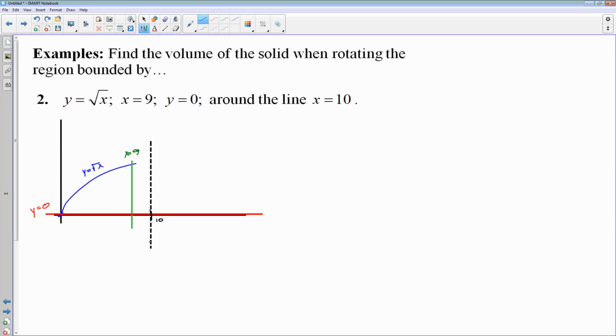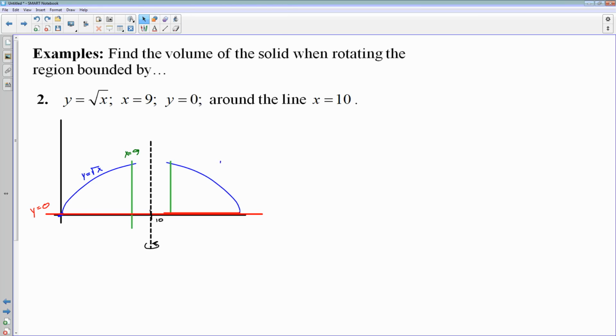So when I rotate my region around this vertical line, it's going to look something like this. There we go. So we flip it left and right, and it reflects the graph over here. Now my cross sections, you always do cross sections perpendicular to the axis of rotation. So now I'm going to cut this one left and right, and this one is going to have a hole in the middle. This is going to be a washer cross section.